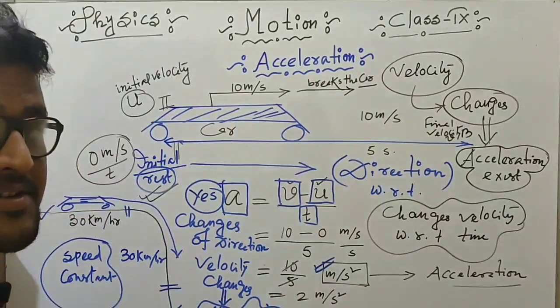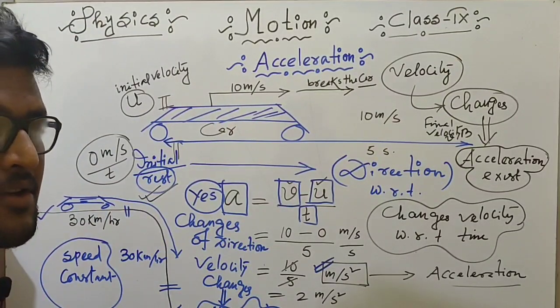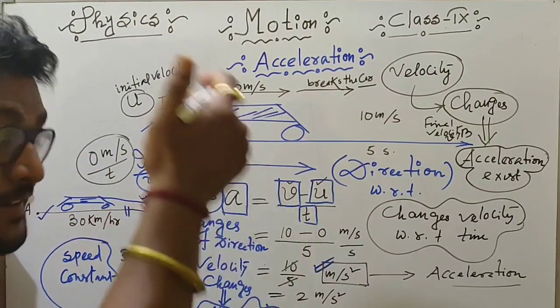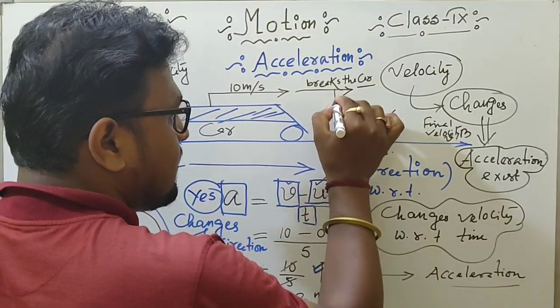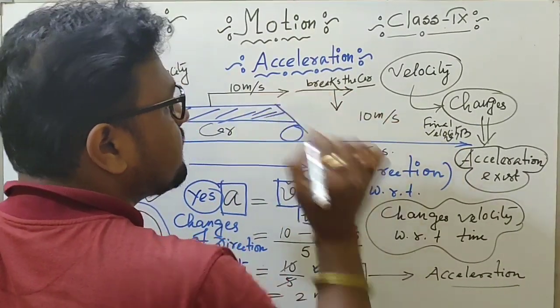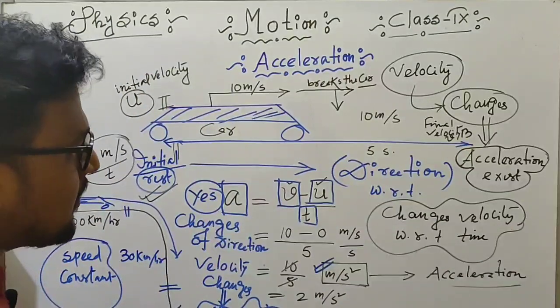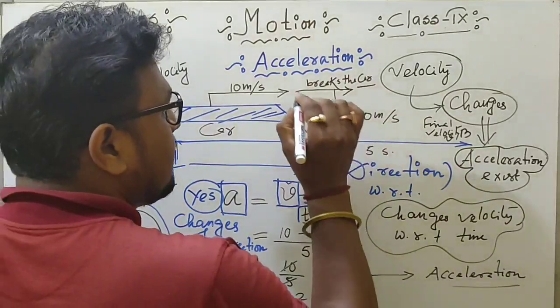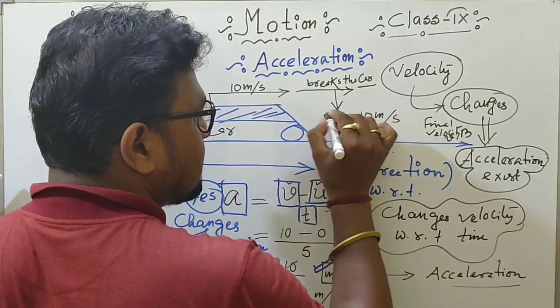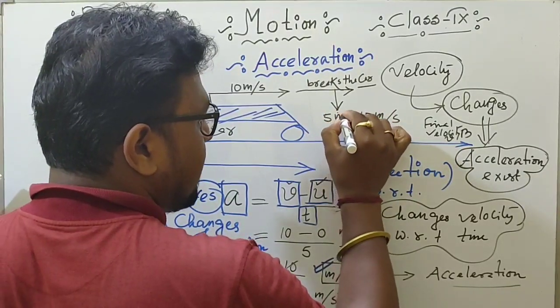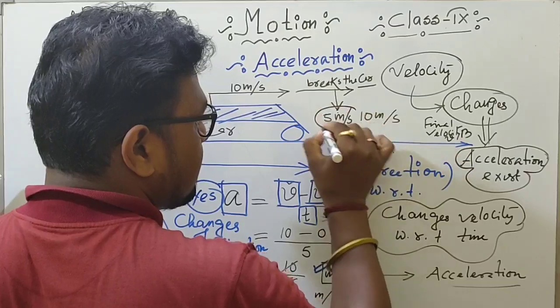Does acceleration exist? Or you can say, does acceleration decrease or increase? Acceleration decreases. That means here your final velocity decreases. Let us say, for example, the driver brakes and the speed automatically reduces to 5 meters per second.